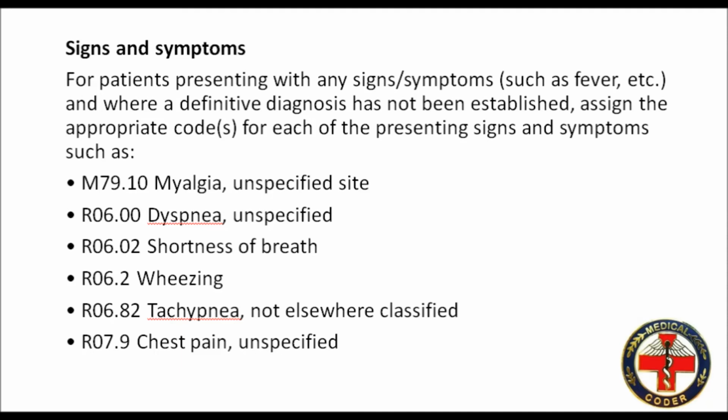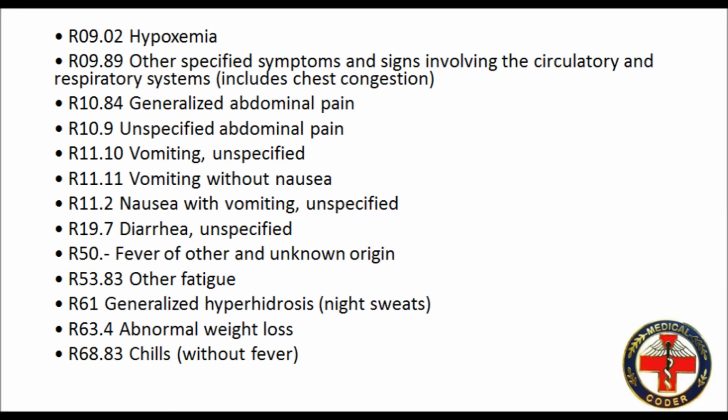M79.10, myalgia, unspecified site. R06.00, dyspnea, unspecified. R06.02, shortness of breath. R06.2, wheezing. R06.82, tachypnea, not elsewhere classified. R07.9, chest pain, unspecified. R09.02, hypoxemia. R09.89, other specified symptoms and signs involving the circulatory and respiratory systems, includes chest congestion.